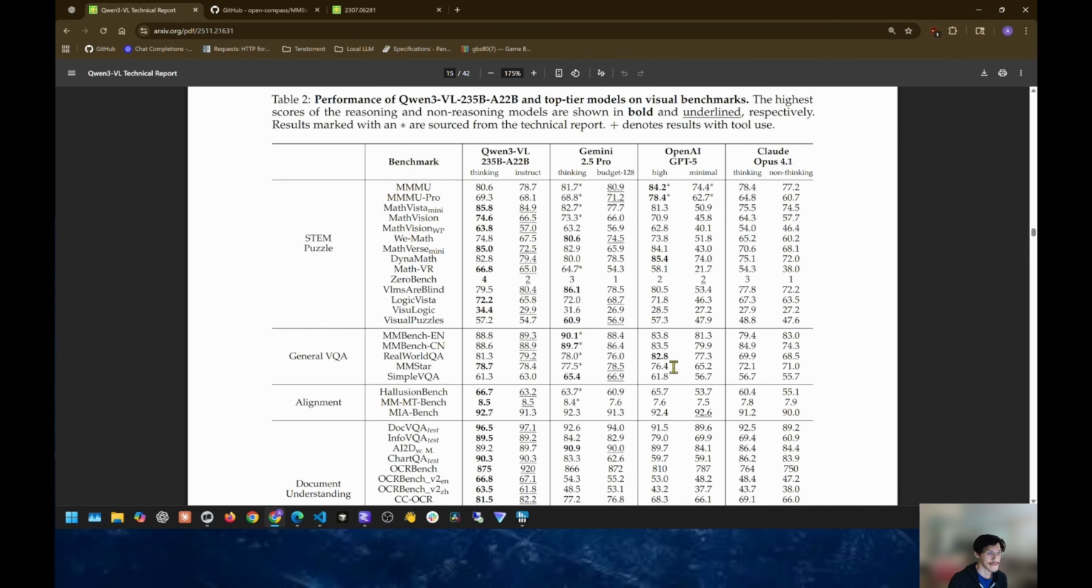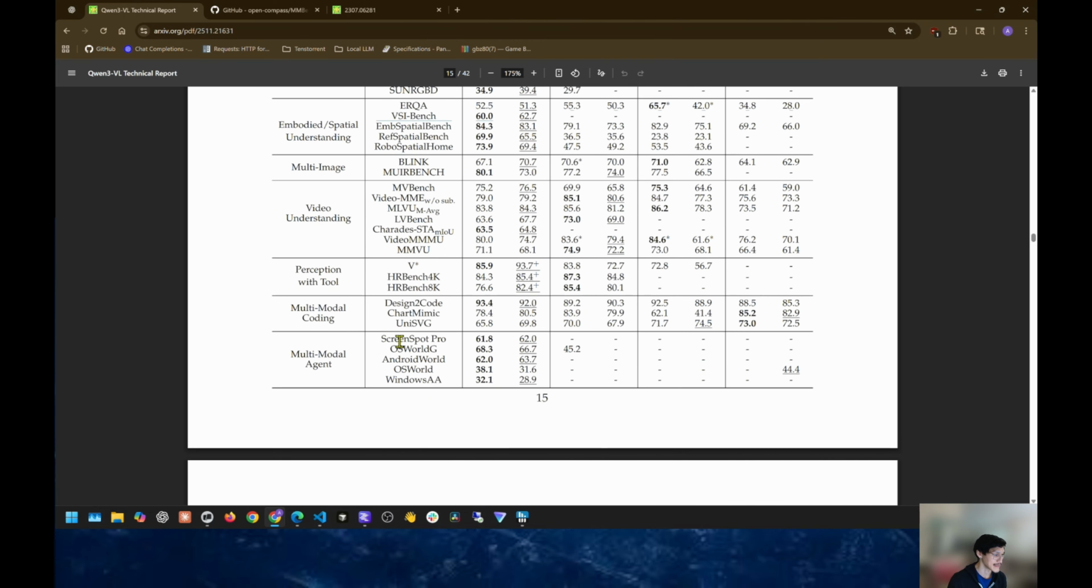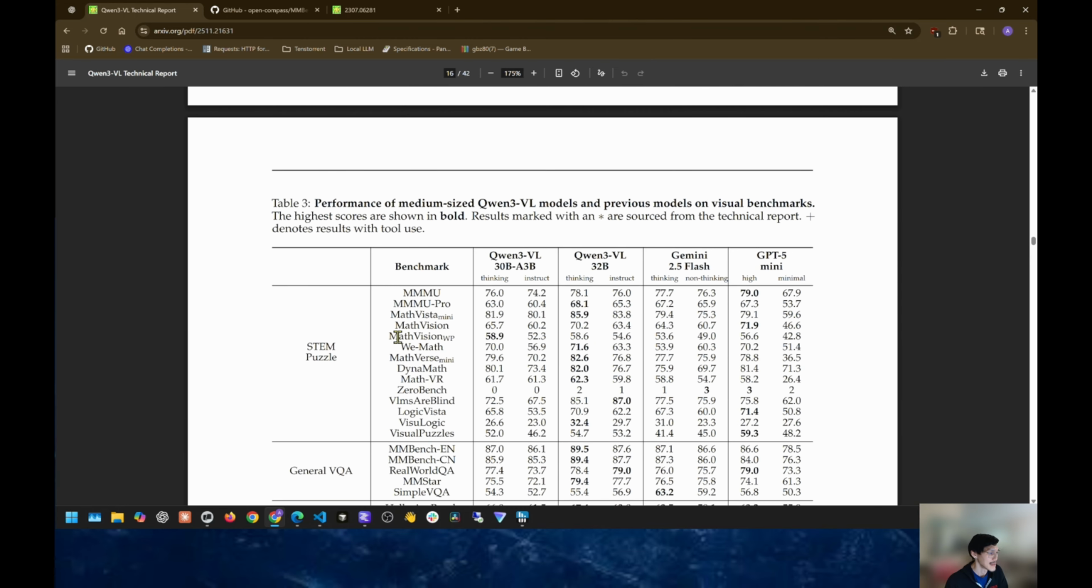Let's see, for multimodal coding, Claude Opus, I was expecting that to be very, very strong, but turns out not really. And then agent stuff. This is stuff I love, like ScreenSpot Pro and OSWorld G. So yeah, it does really well on these. Cool. And then oh, here's a medium sized one. That's interesting. All right, cool.